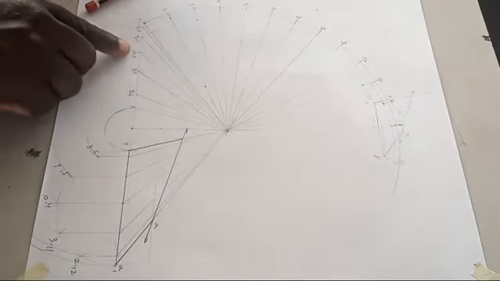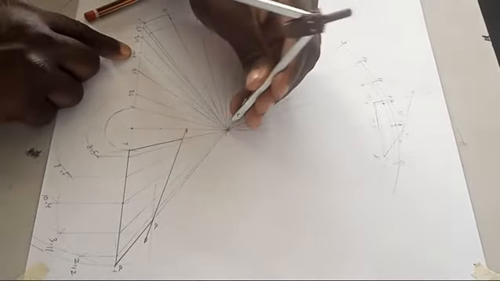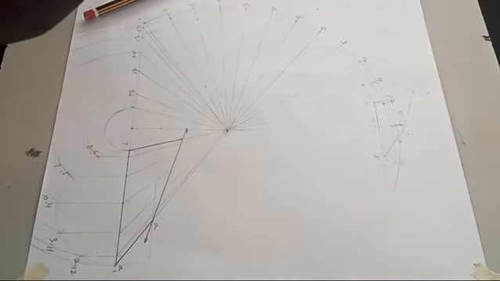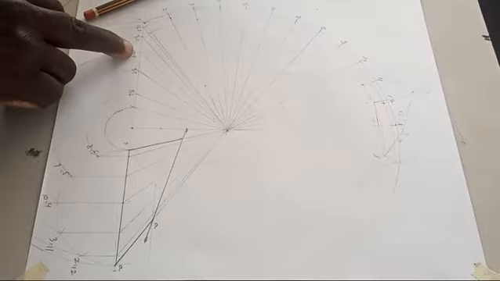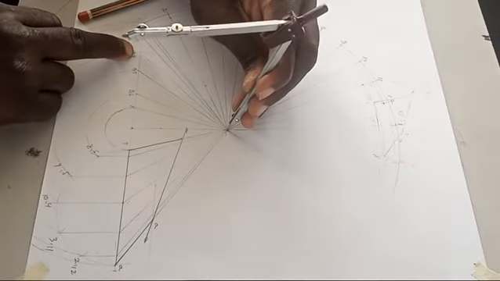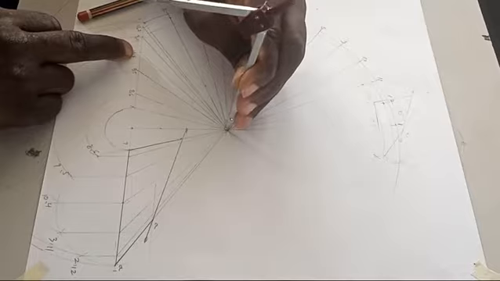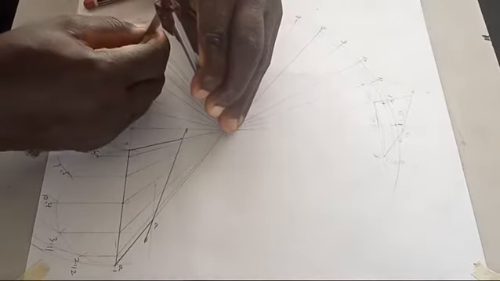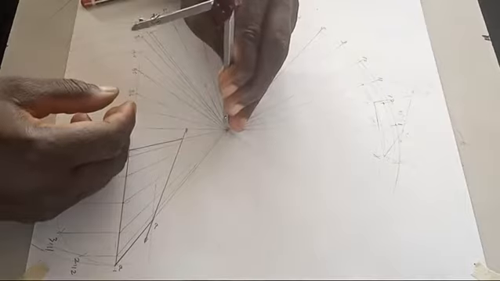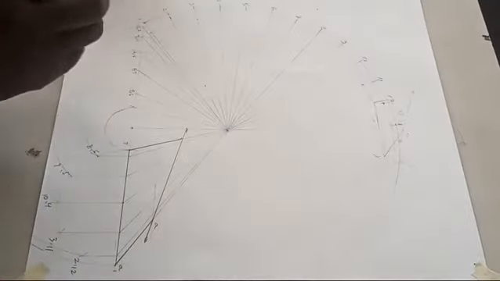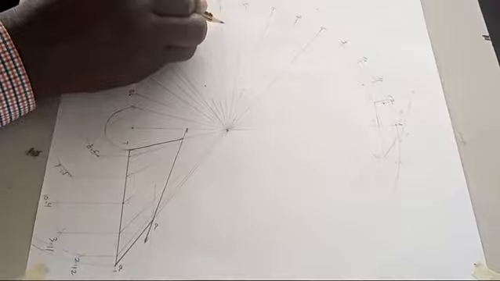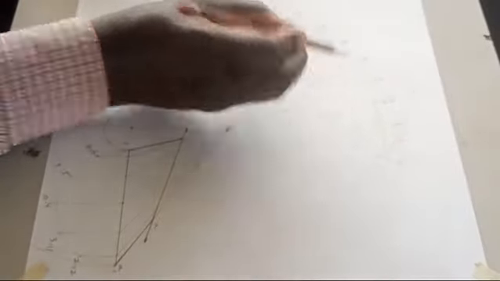The next one is 10 and 4. Put it on 10. 10 and 4, like this. The arc of 10 and 4 like that. My 4 is here, you can see 4, and 10 is here. It's on that point.